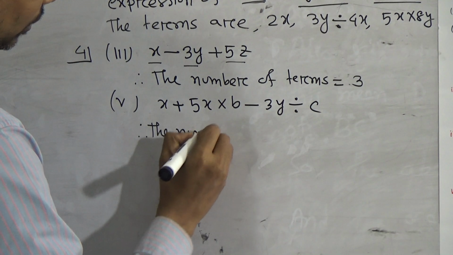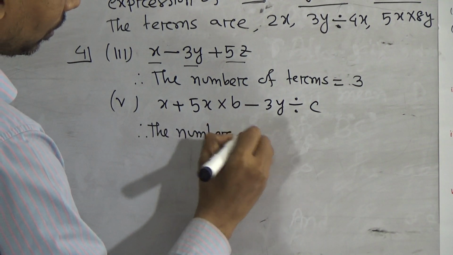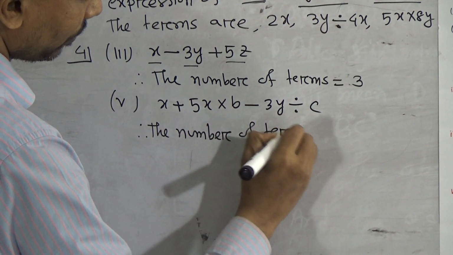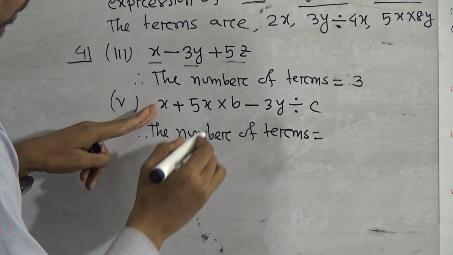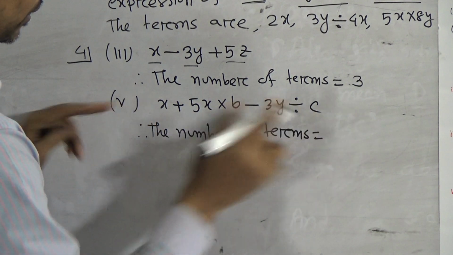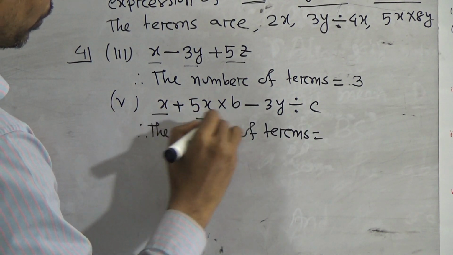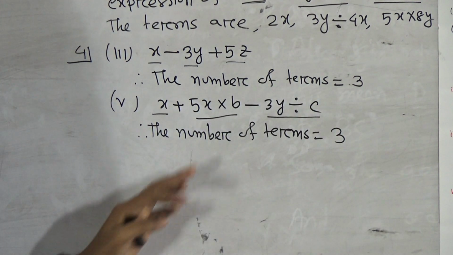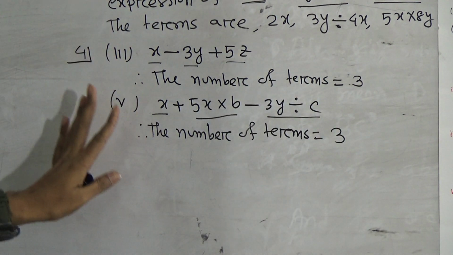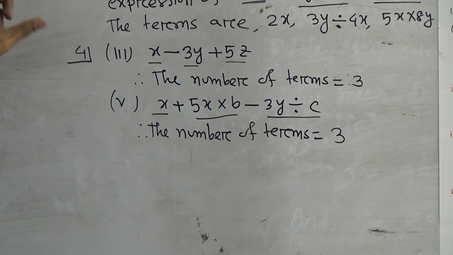The number of terms. How many number of terms? Look, 1, 2 and 3. That means this is 1, 2 and 3. That means number of terms here also 3. Okay, student, I hope you understood about the term.